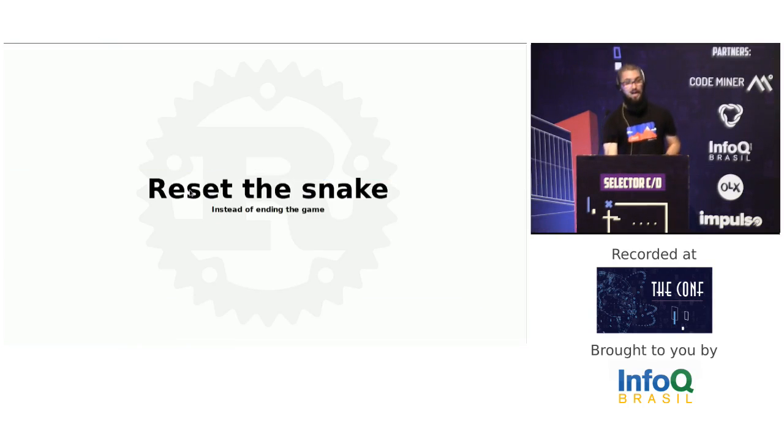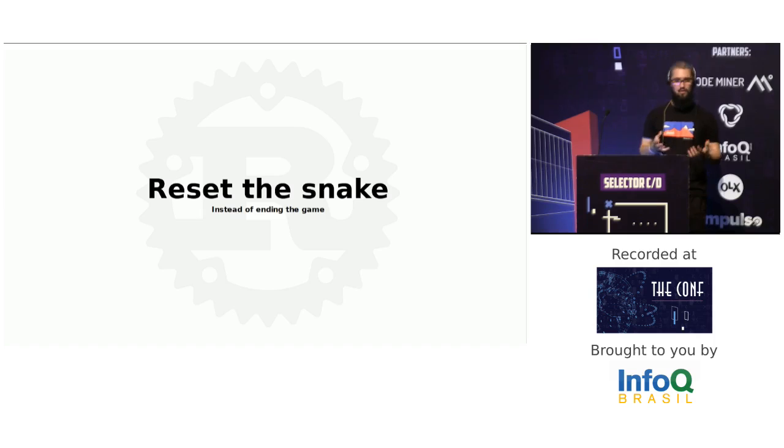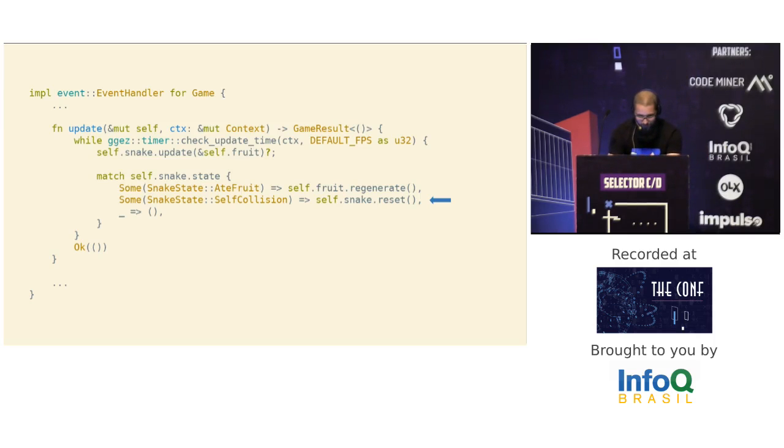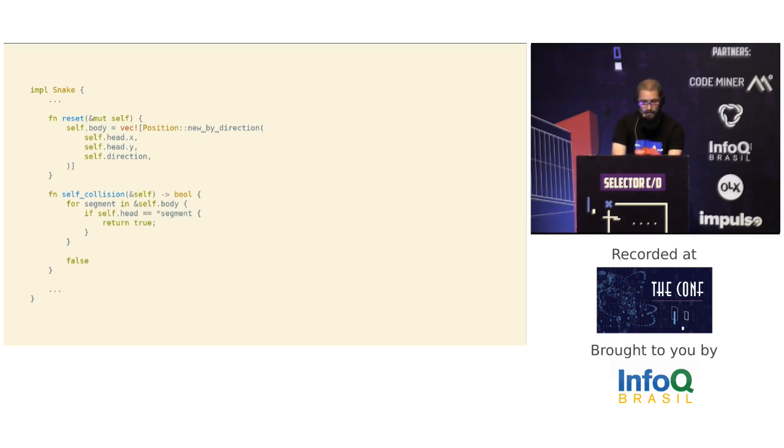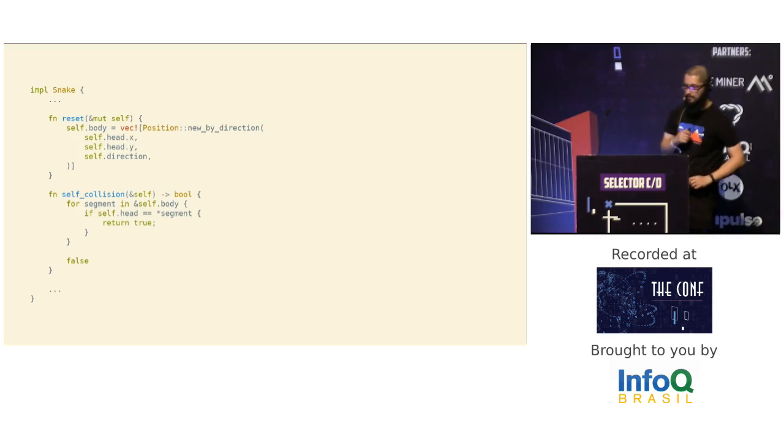Okay, so every time now we have to deal with the self-collision. If we collide with ourselves, we have a game over, or in this case, we'll just reset the snake, so we won't have to open the game again because I'm lazy. So let's reset the snake. We have the self-collision state, and when we reach it, we will call the snake reset. We will be implementing two different methods here.